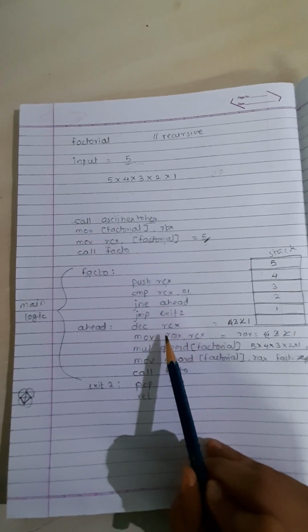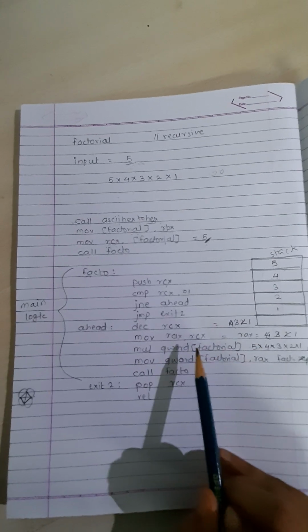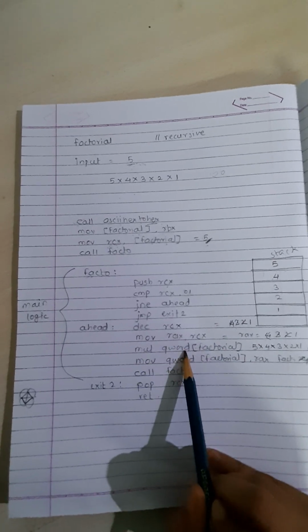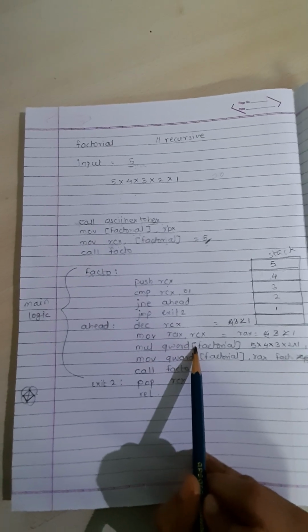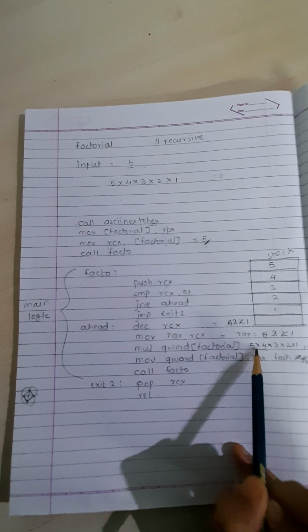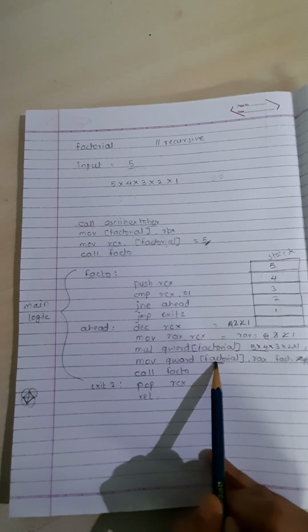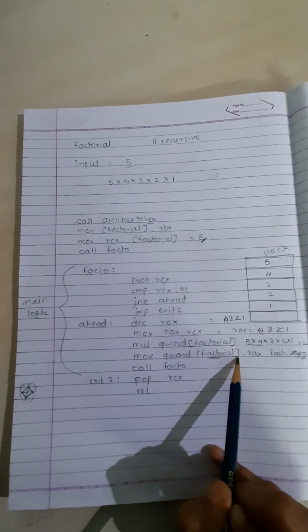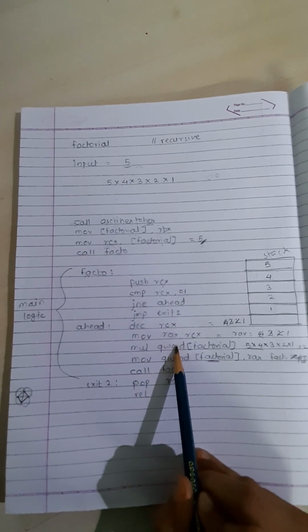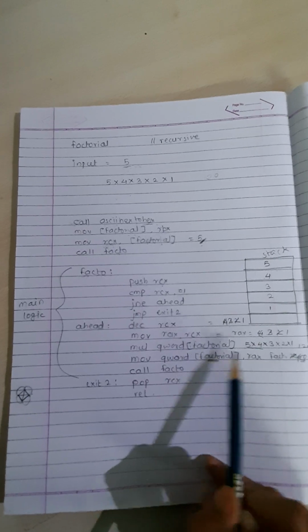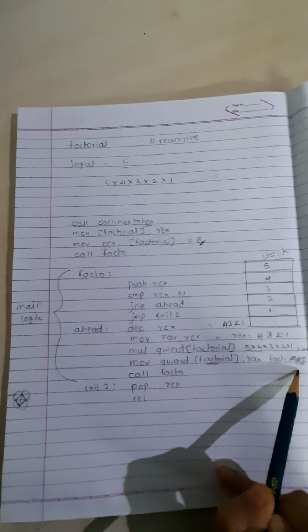Now move 4 into the RX, and multiply factorial with the 4. Now what is in factorial? 20. Right, here in factorial we moved 20. So 20 into 3, 20 into 3, what we are having next is 60.